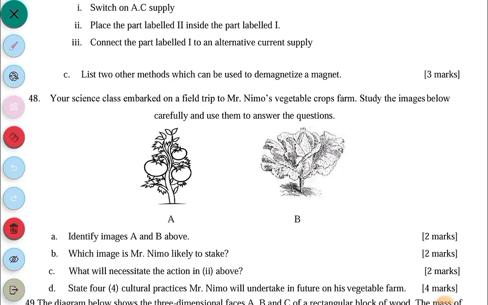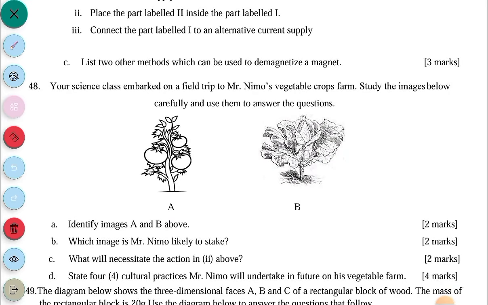So 48, your science class embarked on a field trip to Mr. Nemo's vegetable farm, crop farm. Study the images below. Answer the questions. Identify images A and B. So A is a tomato plant, then B is lettuce.